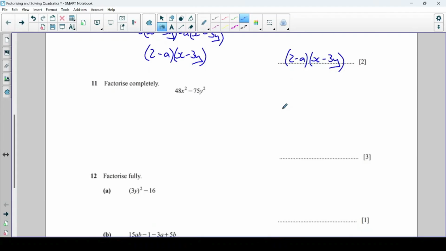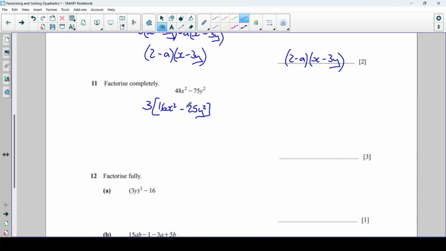This one factorises slightly differently. This is something called the difference of two squares. Now actually, before we can use the difference of two squares, we need to factorise something out of both of these things. So I'm going to take a number out of both of these. To me, the only thing that I think I can divide both of these by is 3. So I'm going to take a 3 out in front. And that leaves me with 16x squared minus 25y squared.